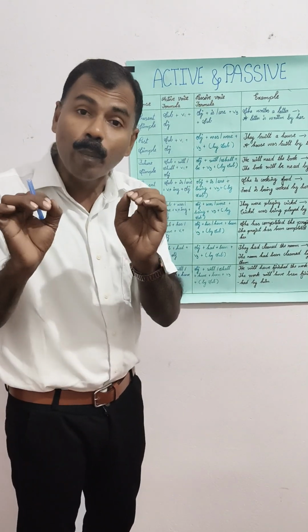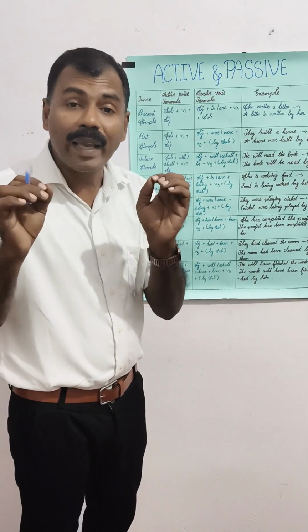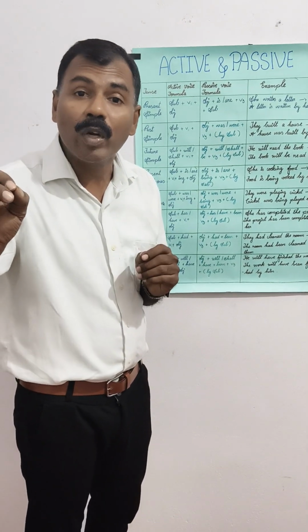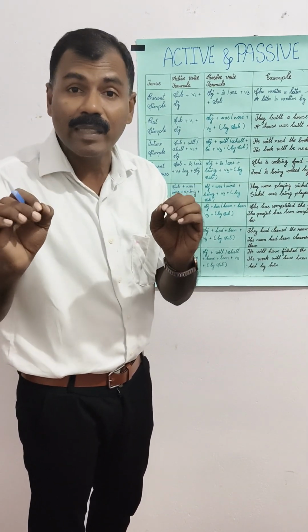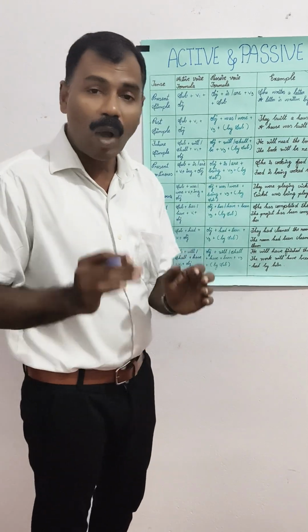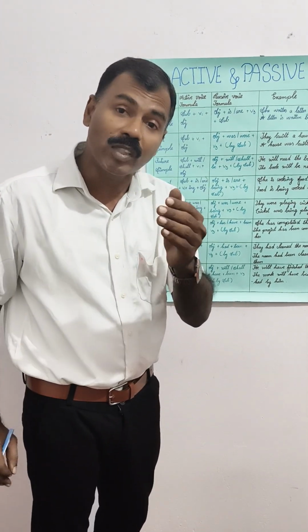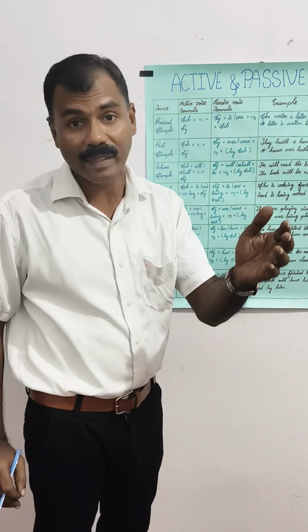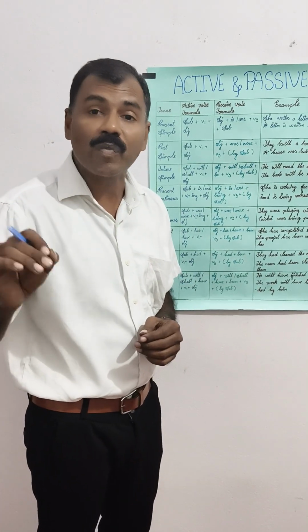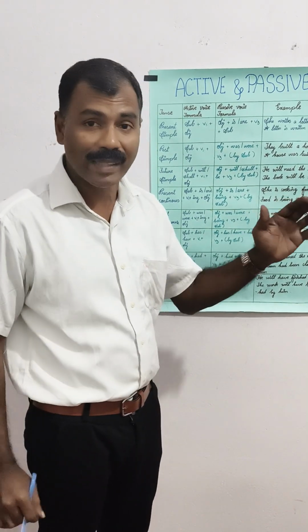Sometimes we want to give importance to what they are doing. That means we will give importance to the object. In such a case, we will use the passive voice. So when we want to give importance to the subject, we will use active voice. When we want to give importance to the object, that time we will use passive voice.